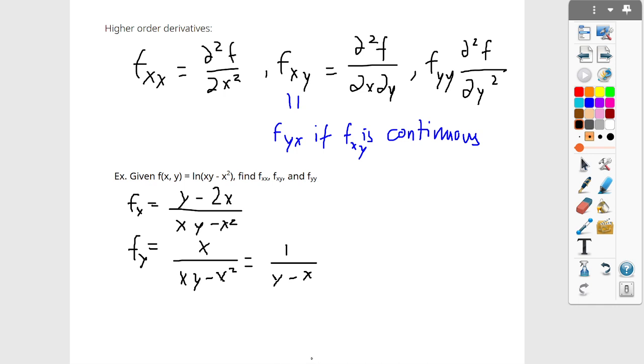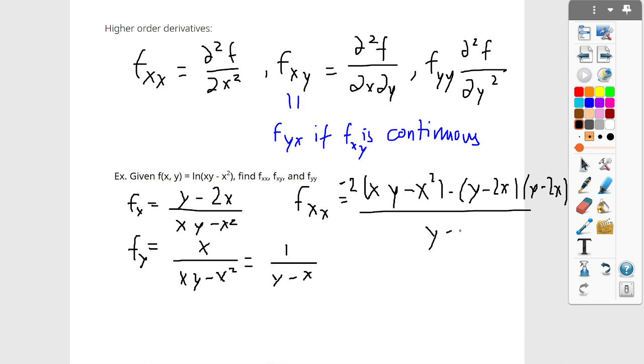Now where it doesn't get simple is f sub xx. F sub xx is going to be a little bit harder because of the complications. F sub xx is equal to low d high, xy minus x squared times the derivative of the top, which is negative 2 actually, minus high d low, y minus 2x times the derivative of the bottom, which is y minus 2x as well, I'm sorry, and then divide that by xy minus x squared, all squared. That's f sub xx.